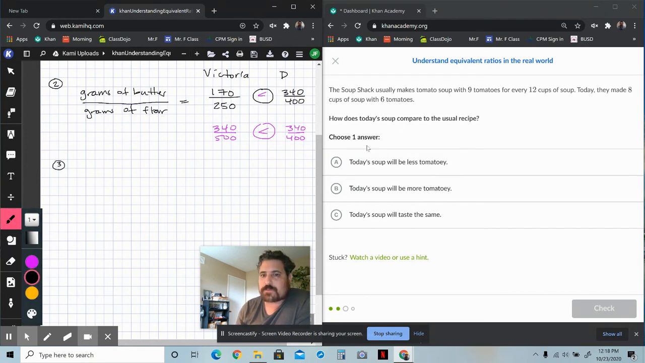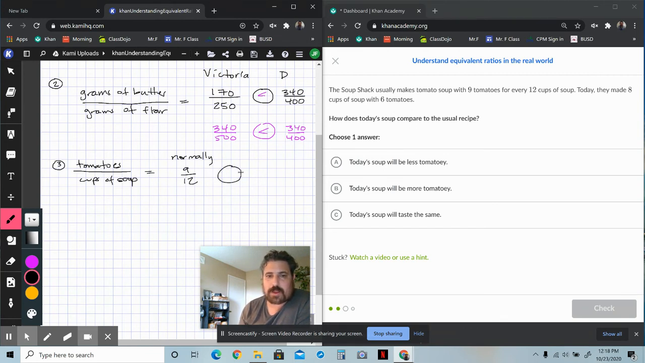The Soup Shack usually makes tomato soup with 9 tomatoes for every 12 cups of soup. Today they made 8 cups of soup with 6 tomatoes. So normally what they do is they have how many tomatoes is the top to how many cups of soup is the bottom. So we got tomatoes to cups of soup, and it says normally, so we'll do normally. Normally is the first category, right? Normally they do 9 tomatoes for every 12 cups of soup, so 9 to 12, all right? Which is obviously the same as 3 out of 4.